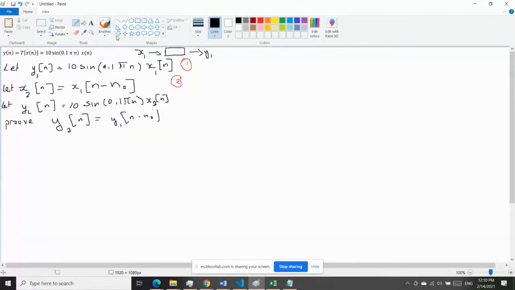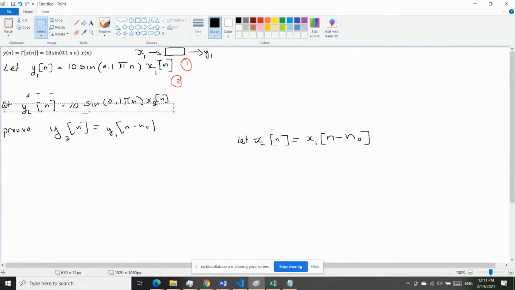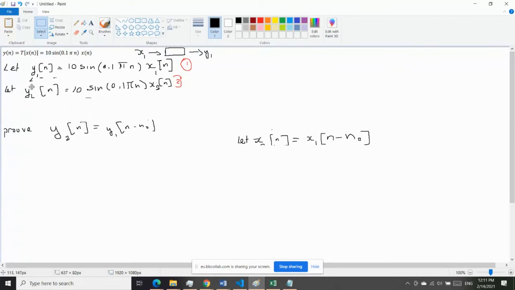Okay. We prove that y2 is also a shifted version of y1. I wanted to reorder this. So let y1 be the output of x1, and let y2 be the output of x2. This is the first thing: we make these two assumptions. Then we say, let x2 be a shifted version of x1. Now prove that y2 is a shifted version of y1.